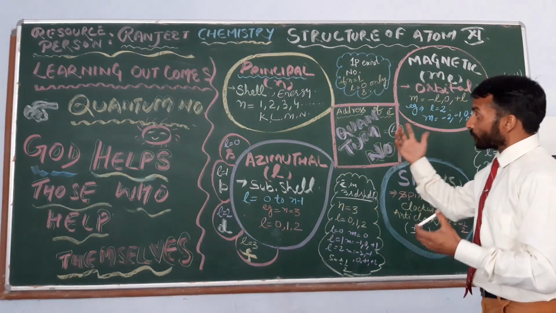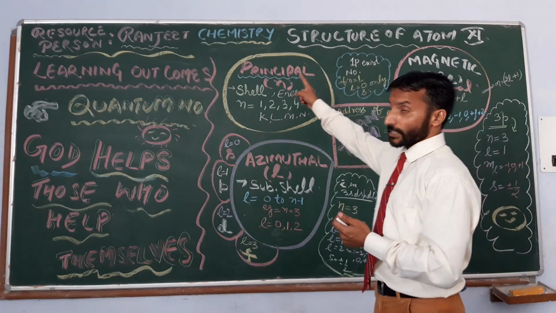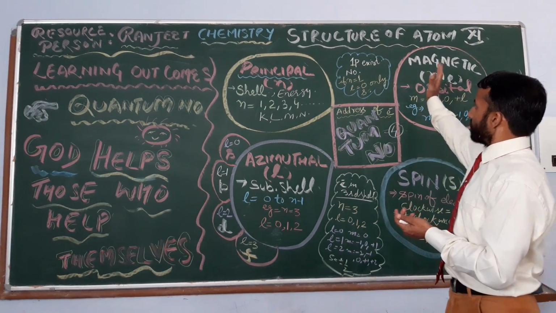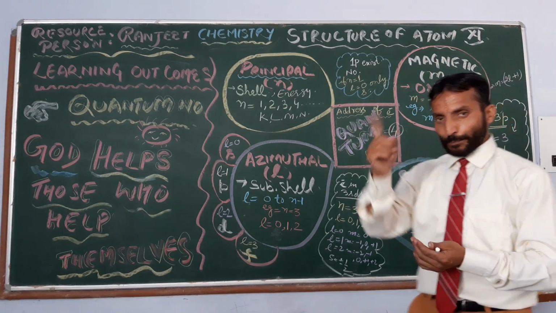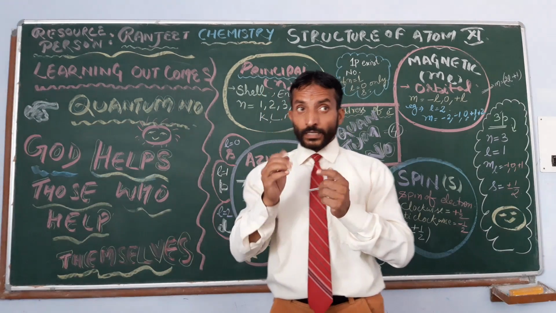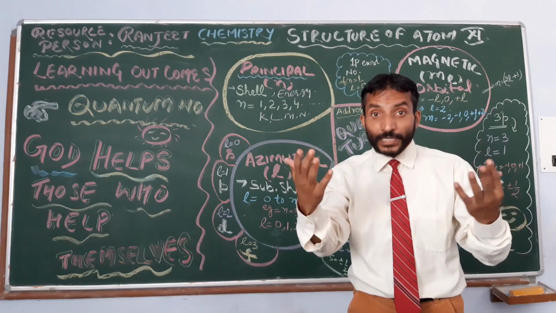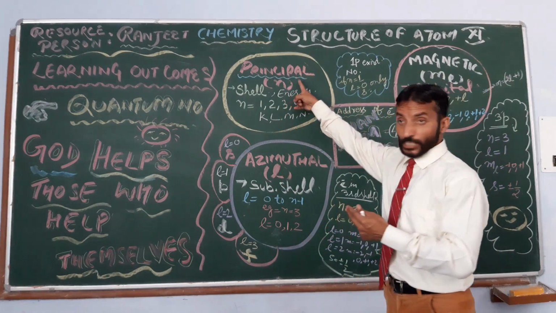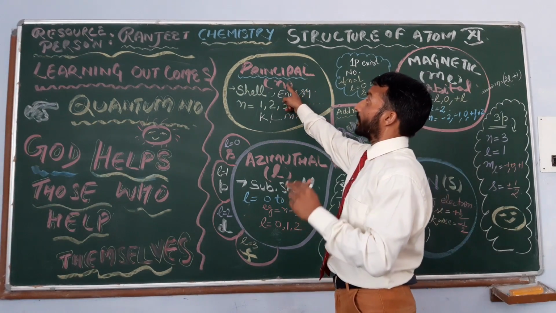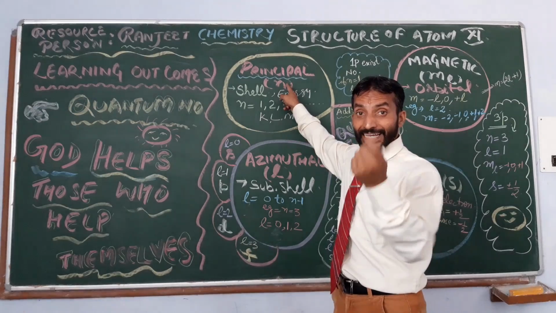So what are these four set of numbers? Principal quantum number, azimuthal quantum number, magnetic quantum number and spin quantum number. So one by one we will discuss these and their significance. Yes, principal quantum number. This principal quantum number is represented by small letter n.